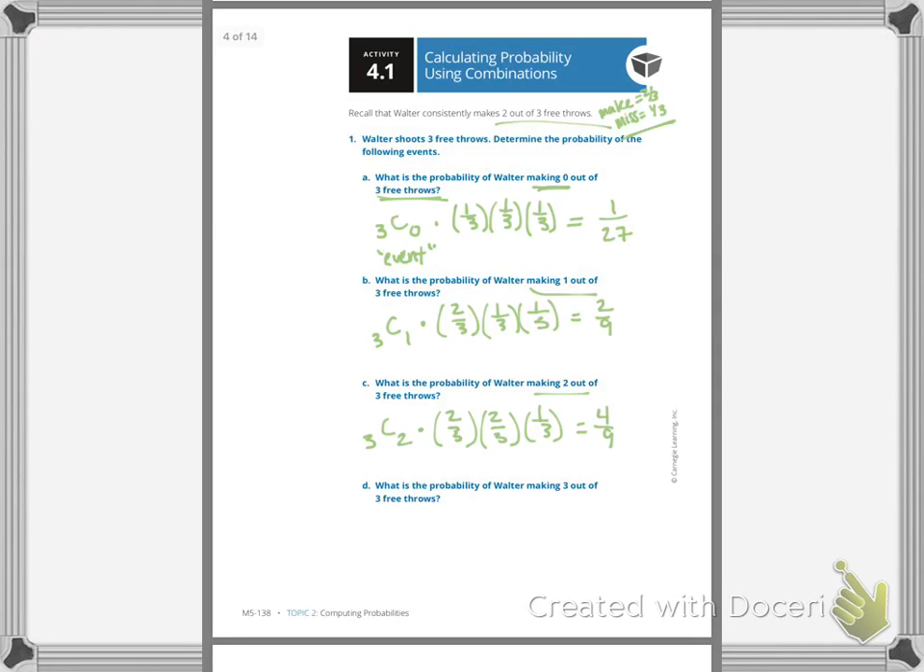Okay, what is the probability of making all 3? So 3 choose 3. There's a total of 3. I made 3 of them because that's what I wanted. So I have 2/3, 2/3, 2/3. Convert it back to fraction, and I get 8/27.